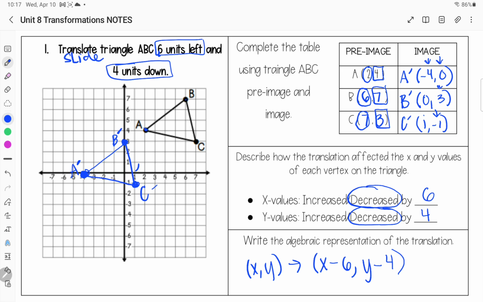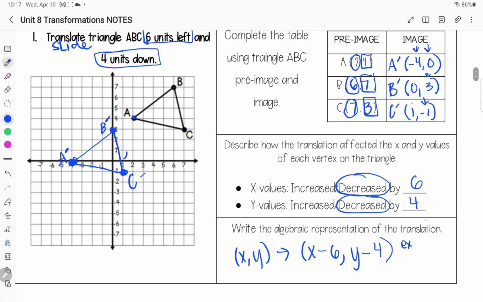So as an example, we had the point 2 comma 4. This says take your x value, which is 2, and subtract 6. Now my new value is going to be negative 4, which is exactly what we had right here. And then it says take my y value and subtract 4. Well, 4 minus 4 is 0. And if you look, that's exactly what we had right here. So there's just an example of plugging in.